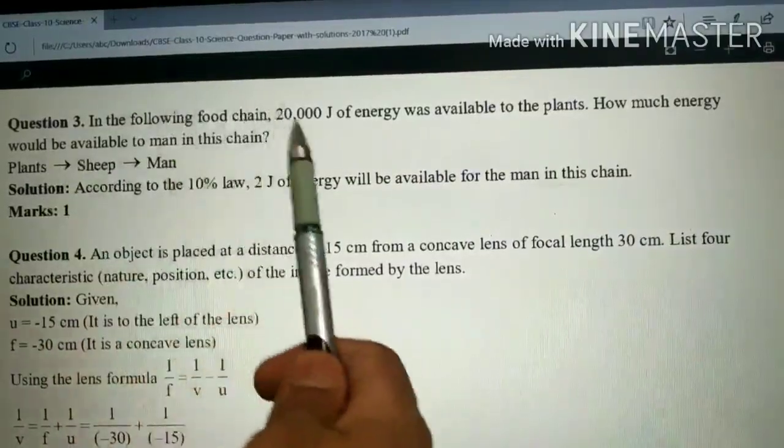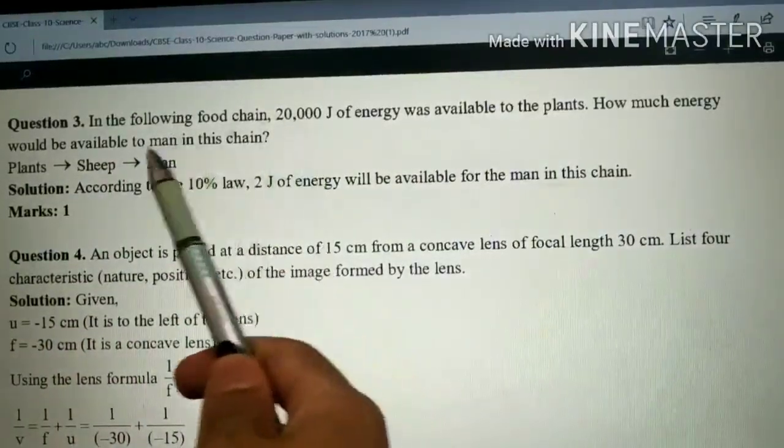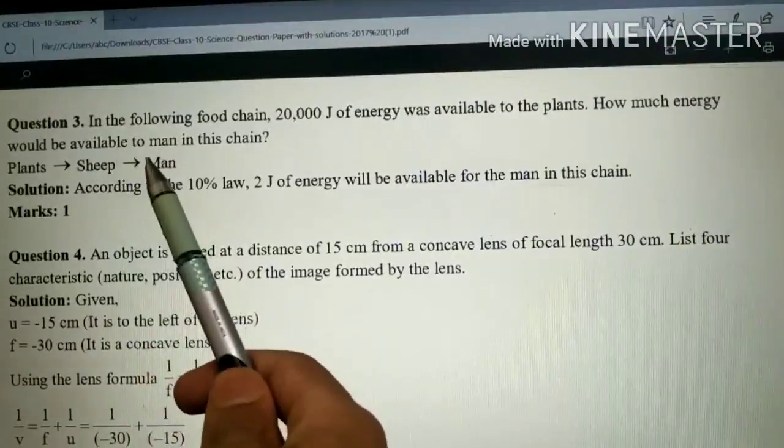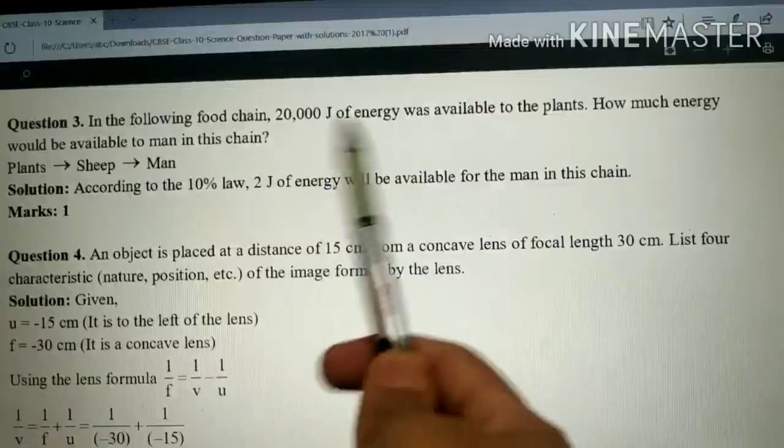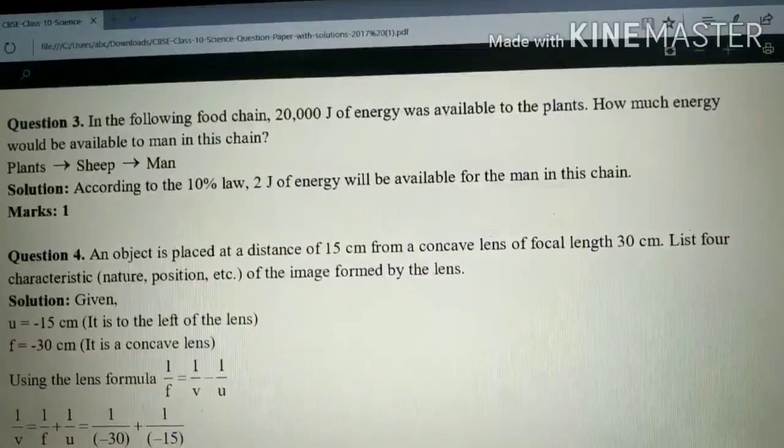Okay, 10% reduce means 20,000 becomes 2,000 for this, and again it is 200 for the human being. So the answer is actually 200 joules. So the right answer is that 200 joules is available for the man.